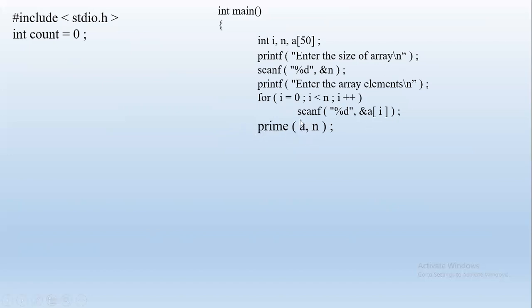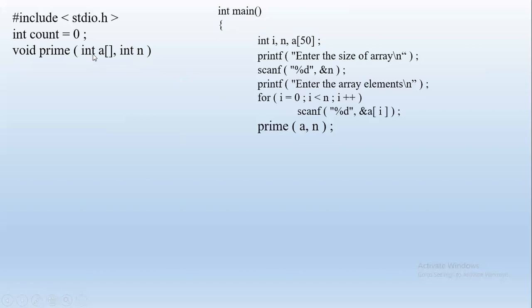The parameters passed are a comma n. Note that this a is the array, so here we need not specify anything else, just the name of the array is enough. And n is the number of elements, or the size of the array. Once we call the function, control directly passes to the function definition. So it comes here. Please note the order of the actual parameters, which are a and n here. Here also a and n. The names may be different, but here we have given the same. The order is the same: first one is an array.